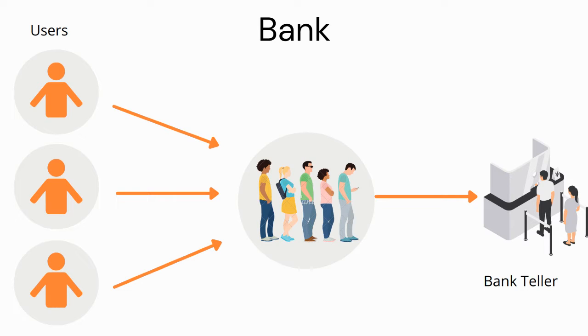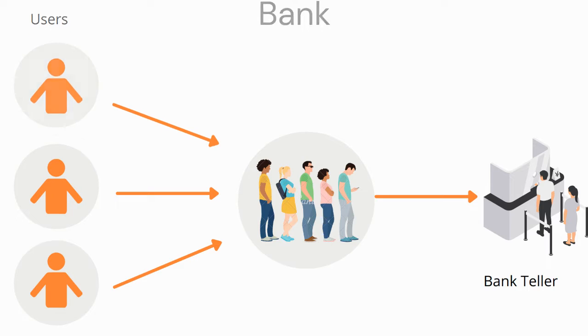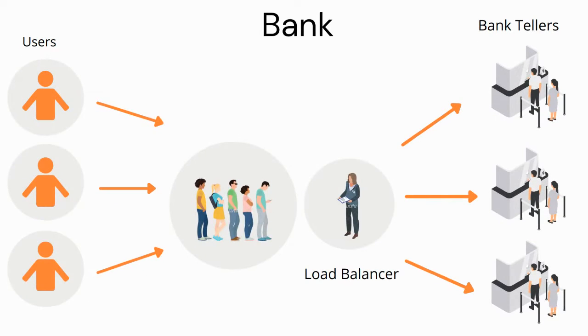Now, if you have 100 people standing in a queue, the teller who is providing the service will soon be overwhelmed and may not be able to provide service to customers in time. In order to resolve these issues, banks provide a service which is similar to a load balancer. In this case, instead of one teller, there will be multiple tellers who will provide service to end users. Now, the work of providing the service to customers is distributed amongst three tellers. This distribution is done using a load balancer.